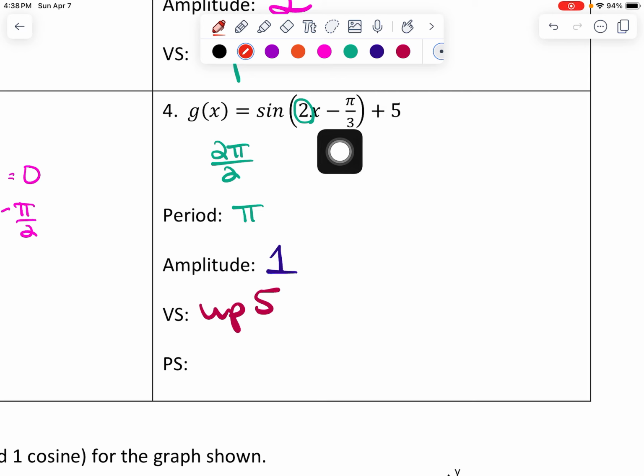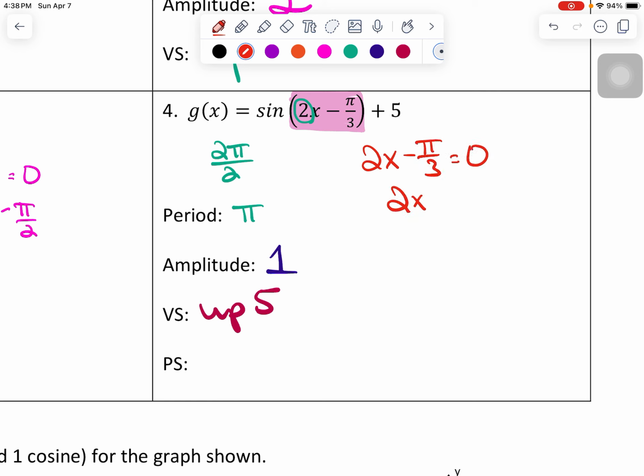Now, this is where it's going to be super important that you pay attention to this whole expression. This 2 in front of the x is going to affect the phase shift. So if you're used to just looking at it and saying, oh, it's something to do with the pi over 3, not in this case. So I'm going to take this whole expression, the whole thing, and I am going to set it equal to 0. So 2x minus pi over 3 is equal to 0, which makes 2x equal to pi over 3.